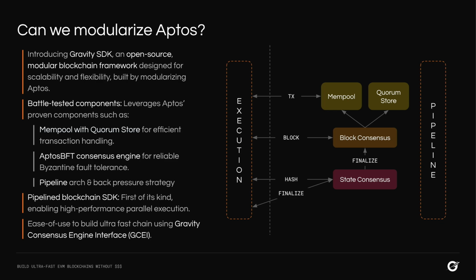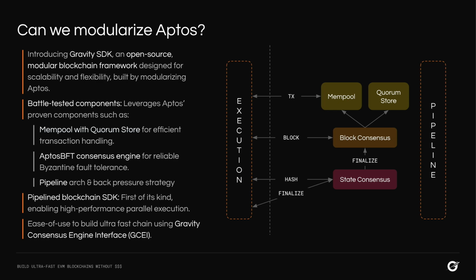So, Aptos has already built this solid ground. Can we modularize Aptos? The answer is, of course, yes. That's why we built Gravity SDK. Gravity SDK is an open source modularized blockchain framework that's designed to be scalable and flexible. We do that by modularizing Aptos' battle-tested components. That means in Gravity SDK, you get Quorum Store and mempool with Quorum Store for free. You get Aptos BFT with very low latency, and you get this pipeline architecture. This is also the first of its kind, a pipelined blockchain SDK as far as we know. And it's very easy to use.